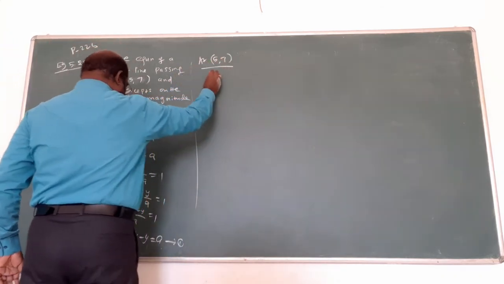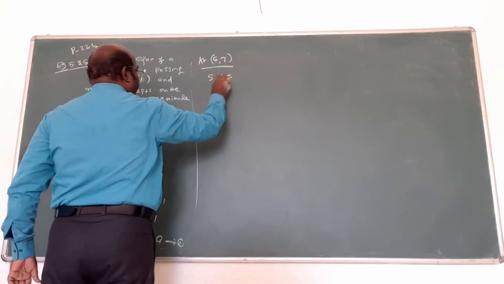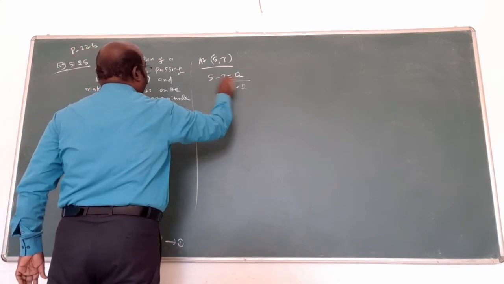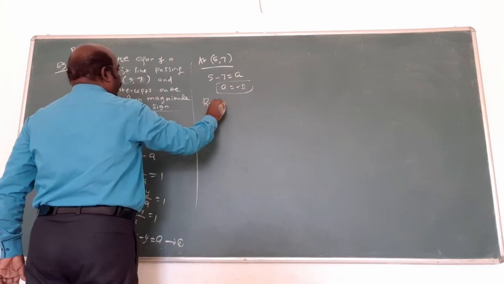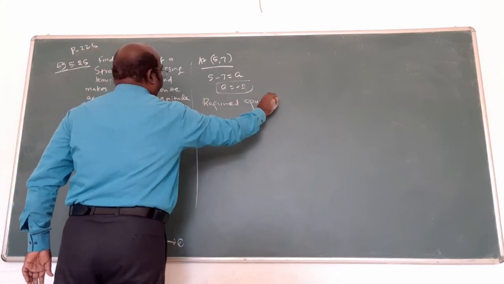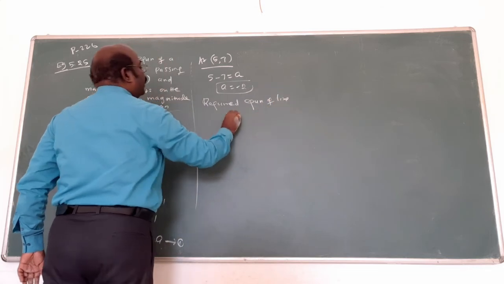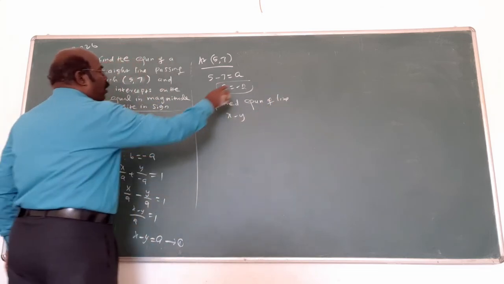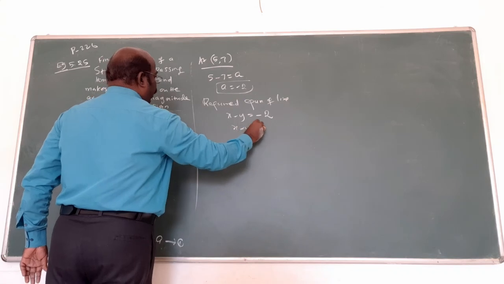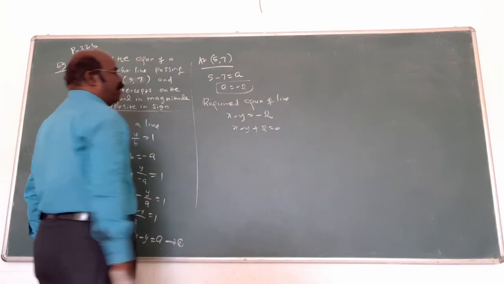At 5, minus 7. X is 5, y is minus 7, equal to A. A equal to what? Minus 2. Look at that. Therefore, the required equation of the line, x minus y equal to A, is what? Minus 2. X minus y plus 2 equal to 0 is the equation.